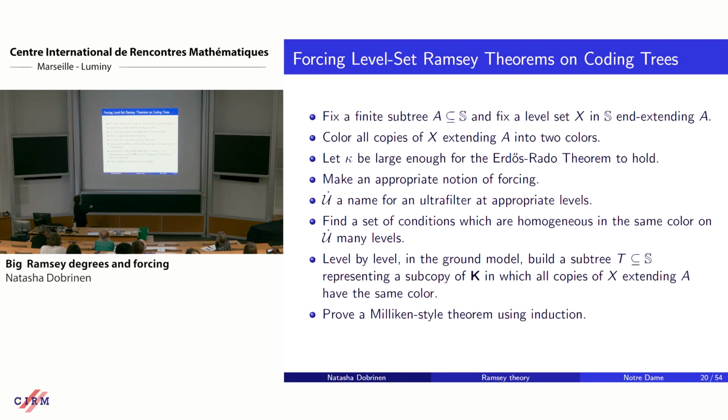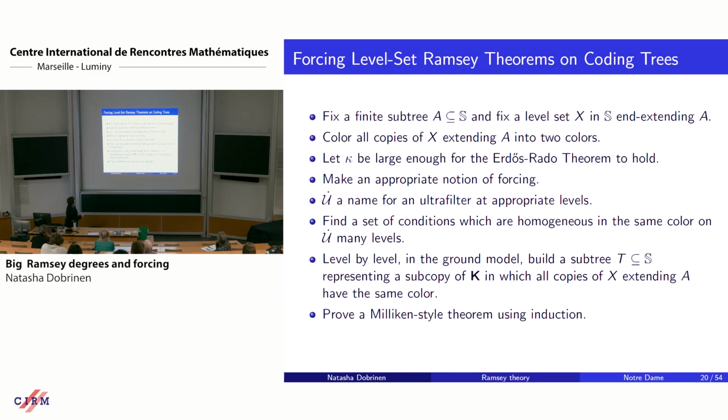So you take, just like with Harrington's proof, a kappa that's large enough so you have the Erdős-Rado theorem to hold. You would make an appropriate notion of forcing, which is similar to Cohen forcing, but not exactly Cohen forcing, because it's taking into account the structure, and it's taking into account those things that are obstacles to extending a finite substructure to an infinite structure, and it's taking into account the difference between the nodes that are coding the actual structure and the nodes that are not.